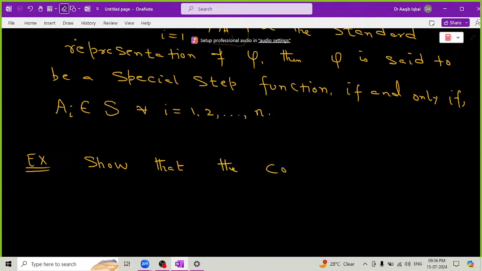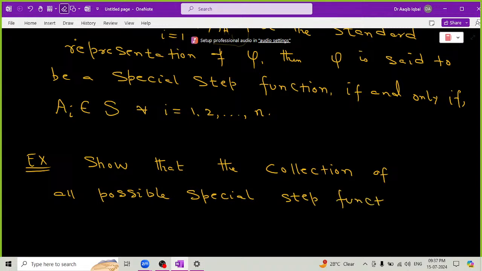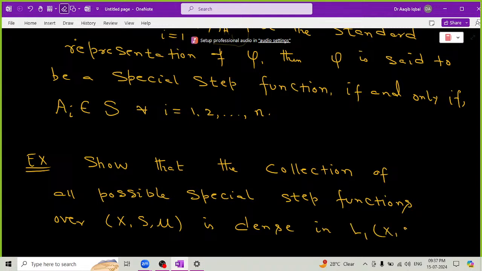the collection, और मैं आपके लिए थोड़ा सा काम यहाँ आसान दे रहा हूँ क्योंकि सोल्यूशन में भी वही है, वहाँ उसने सिर्फ L1 को लिया है, सो वही मैं आपके लिए एक्सरसाइज दे रहा हूँ. Show that the collection of all possible special step functions on a measure space (X, S, mu) is dense in L1(X, S, mu). That means every integrable function can be approximated to any degree of closeness by a special step function. This will be an exercise for you.